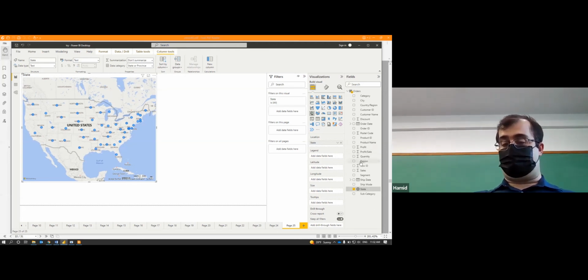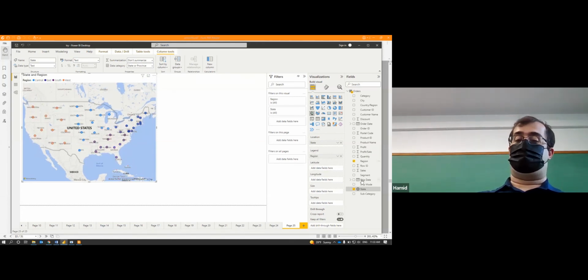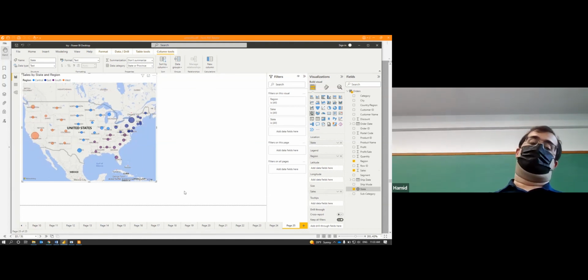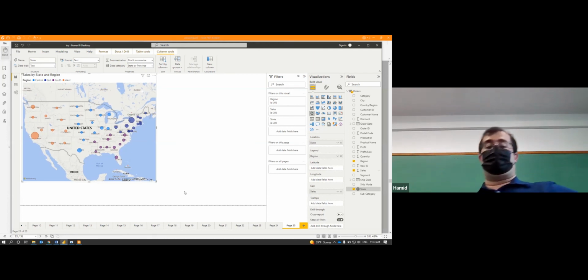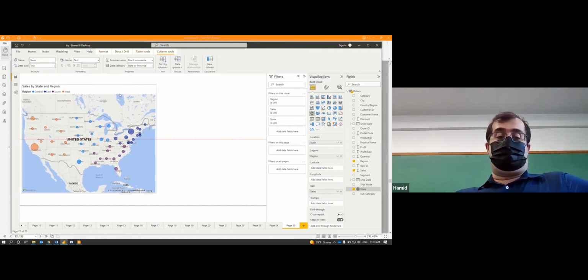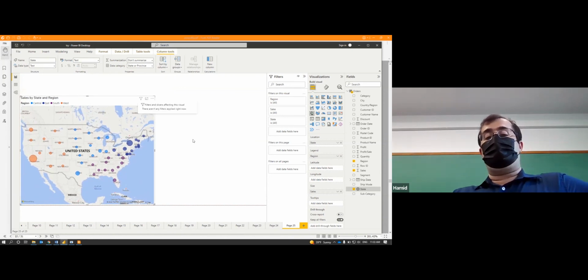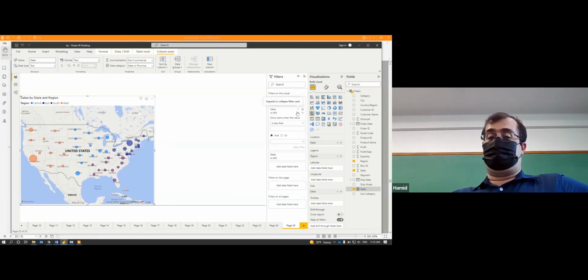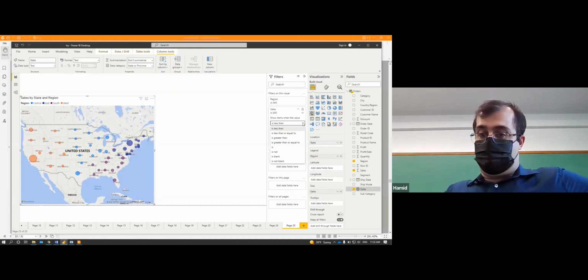For legend, maybe I can still use region as a legend. And for size, I drag and drop sales. So if you eyeball it, maybe you can find the best performing states, but let's pick the top 5. I go on the left side, under filters, and for the sales, I change is less than to top 5, but I think here it doesn't let me do that. So let me see the less than filter.